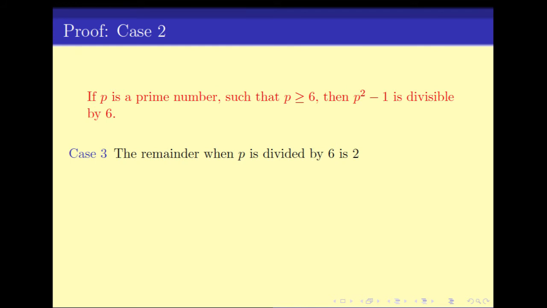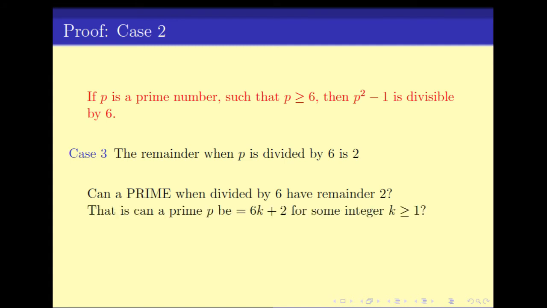Similarly, let's go for case 3. Again, the remainder is 2. In other words, P is of the form 6k plus 2. And as you can see, 6k plus 2 is divisible by 2, because 2 divides 6k plus 2. It leaves 3k plus 1 as the quotient. And hence again, this cannot be a valid case. So if P is a prime number, then P cannot have a remainder 2 when divided by 6.